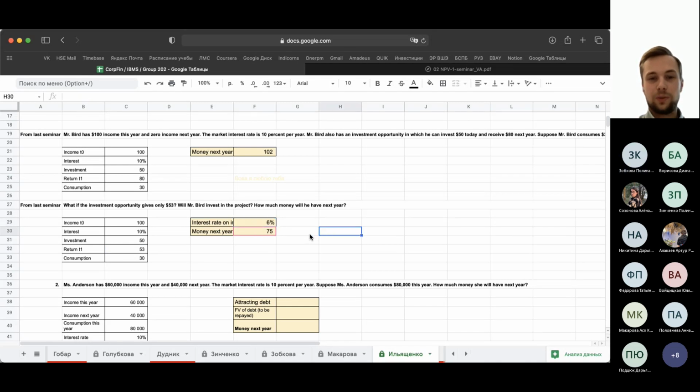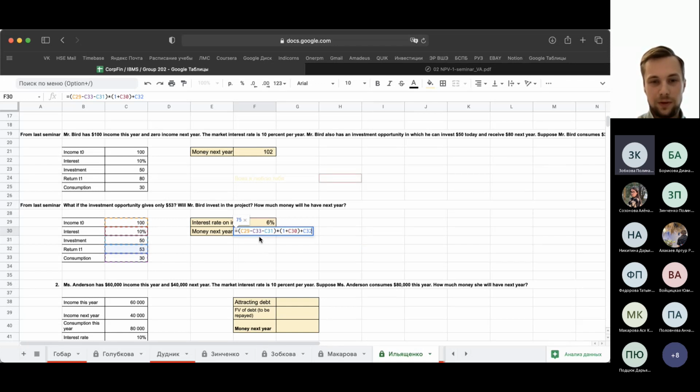Yes. So the first question: will Mr. Bird invest in the project? No, because the final return would be much lower than his income with his investment. Well, actually, he won't invest in this project because he can earn more on this money if he invests in some other opportunity on the market, which will give the interest of 10%. Yes. So we just compare this rate and the interest rate, yes? Yes. And if it's lower, we shouldn't invest.